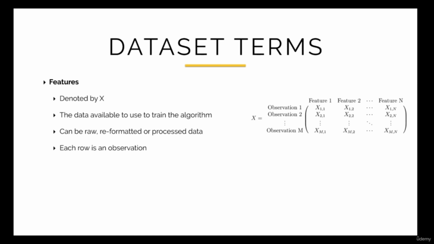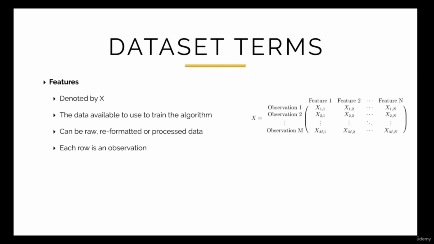Let's say you're building an algorithm to predict the weight of an individual. The features could be their sex, their height, their occupation, where they live, their daily activity, whatever. Anything that you want to feed into your algorithm, that your algorithm will use to try to predict that final weight, is going to be a feature. This can be raw data, formatted data, or processed. It doesn't matter. It's just the data that you're going to use to make your predictions.